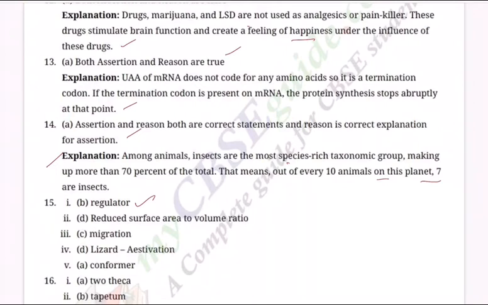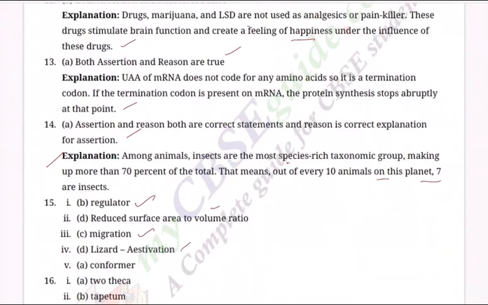Question 2, which of the following is an important adaptation of animals to cold climate? Again, it is the D answer, reduced surface area to volume ratio. This is the adaptation. Question number 3. When organisms change their location to escape from harsh environment, it is called migration. They move from place to place, from uncomfortable zone to comfortable zone. Which of the following is an incorrect match? Now, the incorrect is answer D, lizard estivation.